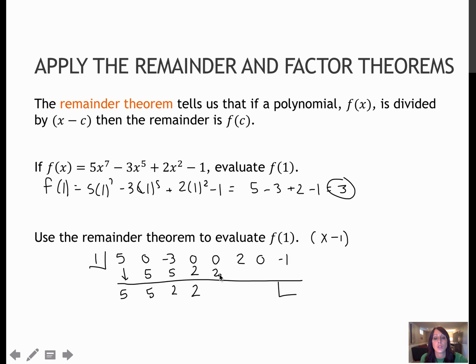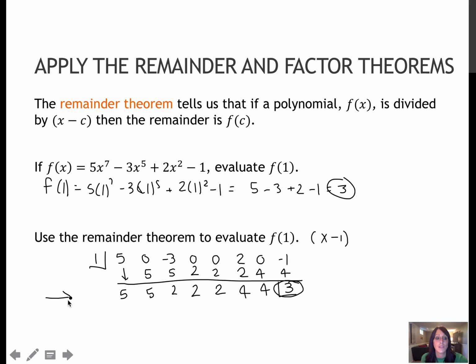1 times 2 is 2. 0 plus 2 is 2. 1 times 2 is 2. 2 plus 2 is 4. 1 times 4 is 4. 0 plus 4 is 4. 1 times 4 is 4. Negative 1 plus 4 is 3. Notice my remainder is 3.